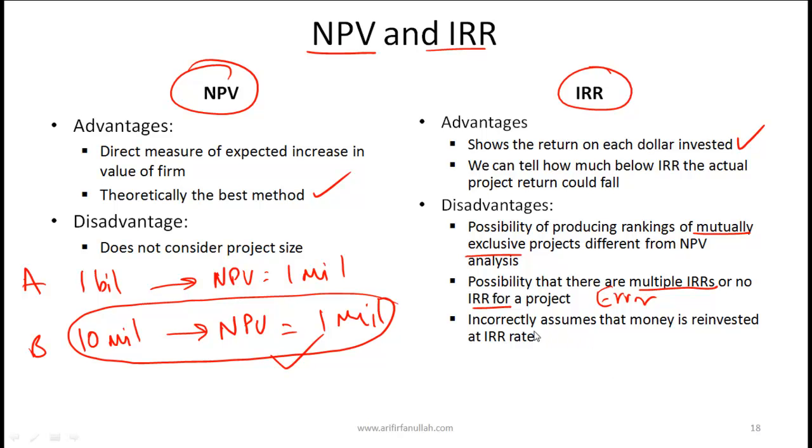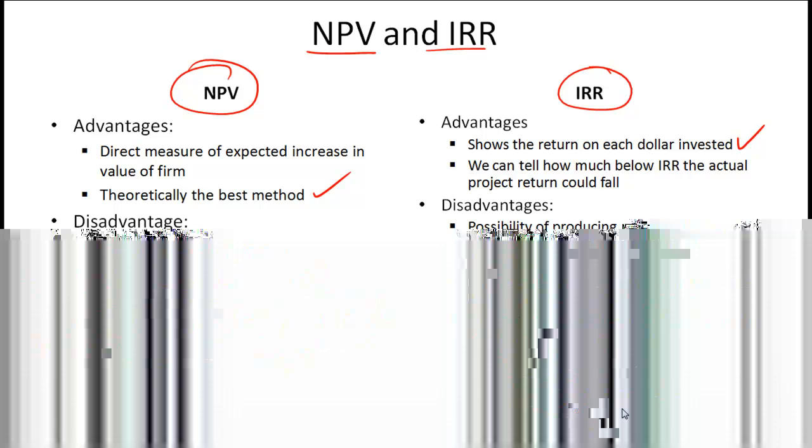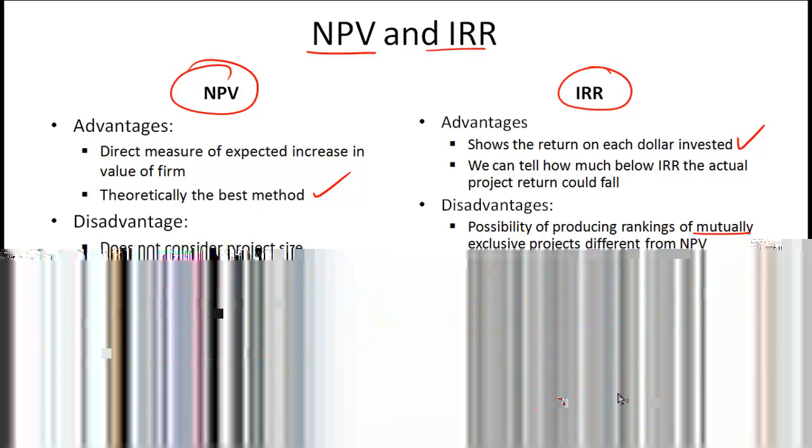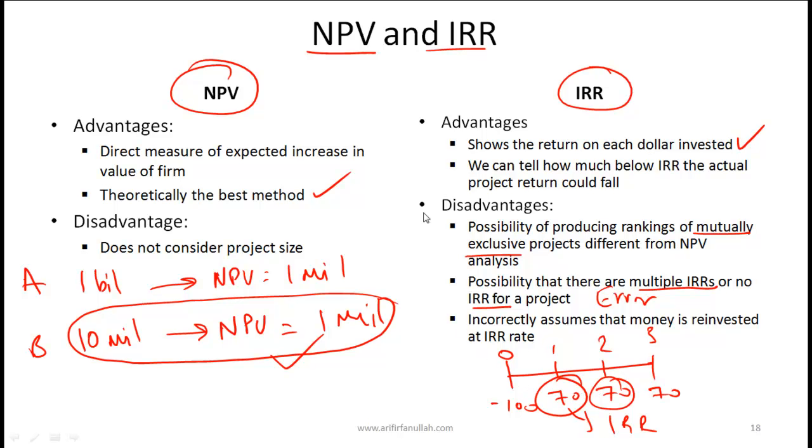Another issue with IRR is that it incorrectly assumes that money is reinvested at the IRR rate. So if you take a simple project like this, where you invest 100 initially, and then let's say that you get 70, and then again 70 at the end of 3 years, and the IRR of this project is reasonably high. The IRR calculation assumes that these cash flows are reinvested at the IRR rate, and this IRR rate might be much higher than the cost of capital. But NPV correctly assumes that these cash flows are reinvested at the cost of capital. Theoretically, that's a better assumption, and for the exam you must memorize all these three disadvantages.